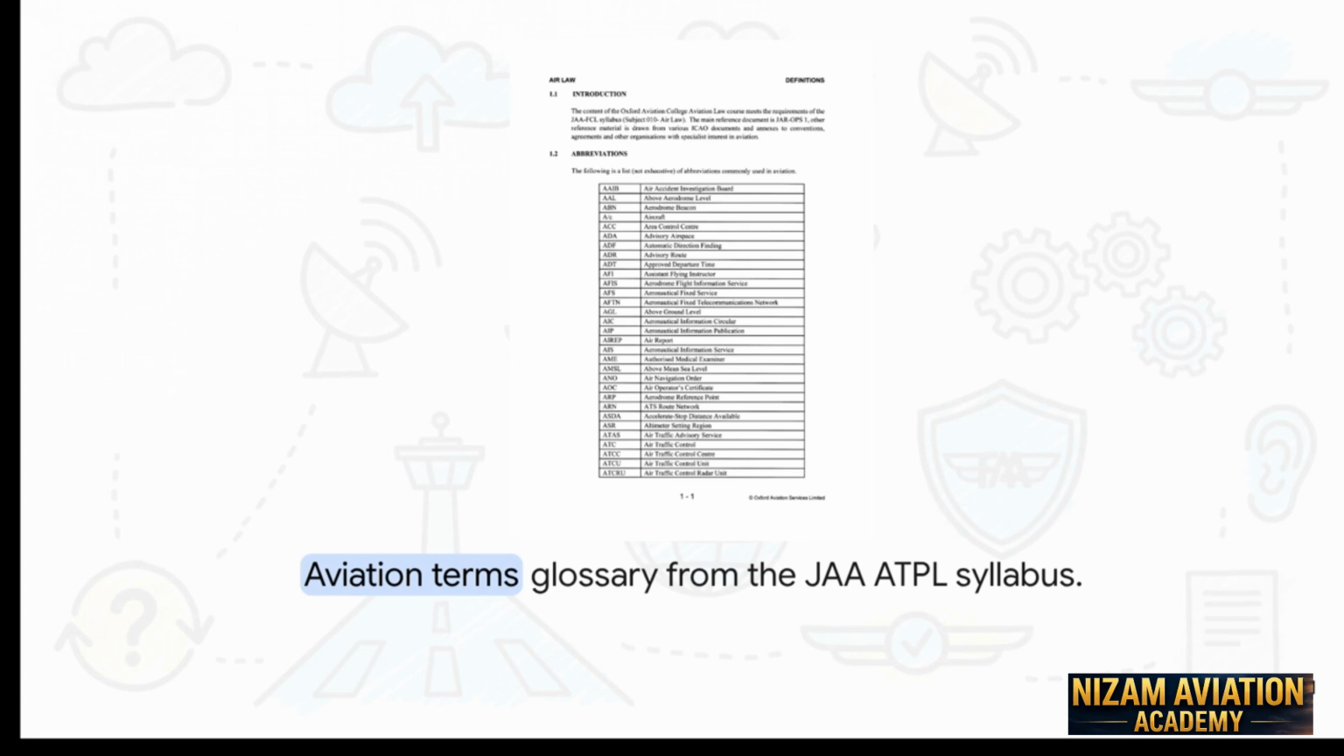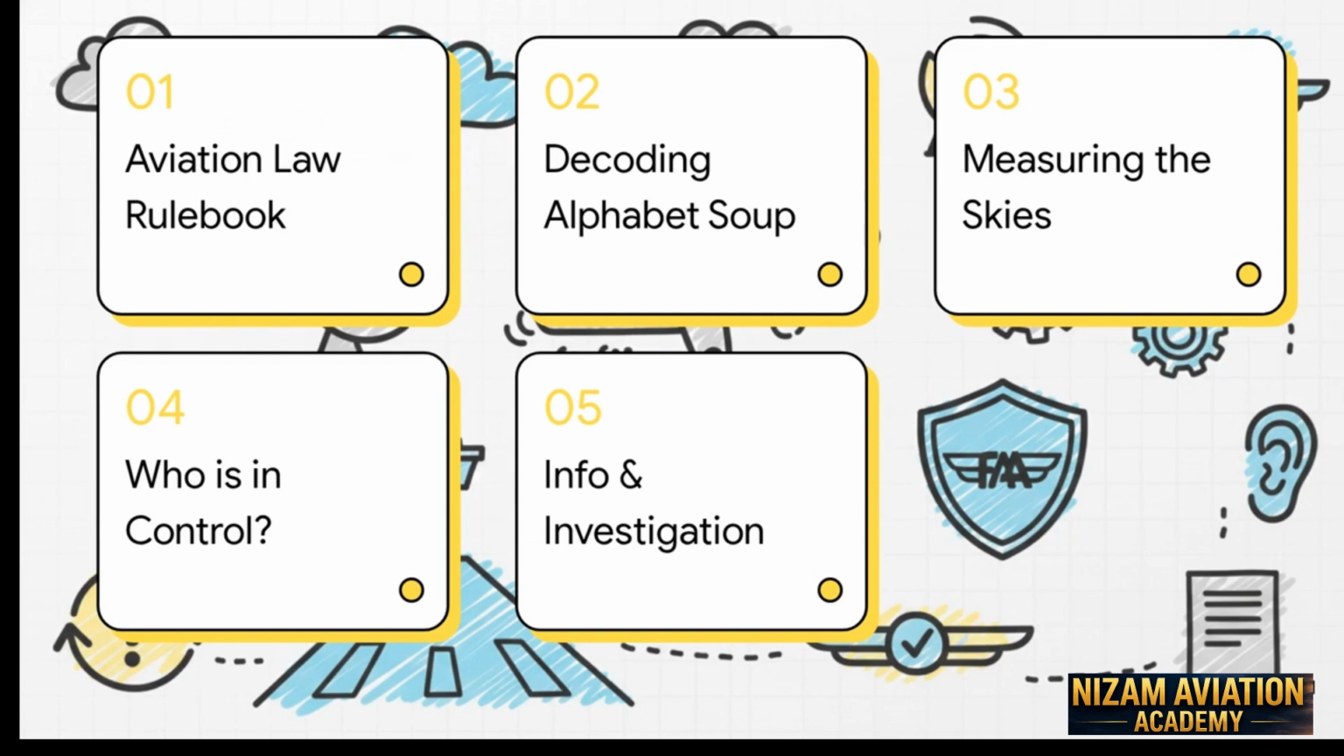Our mission today is to decode this alphabet soup. And don't worry, we are definitely not going to just sit here and read an A to Z list together. That would put us all to sleep for sure. So here's a quick look at today's agenda. We'll start with the aviation law rulebook, then decoding the alphabet soup, moving right into measuring the skies, asking who is in control, and finally wrapping up with information and investigation.